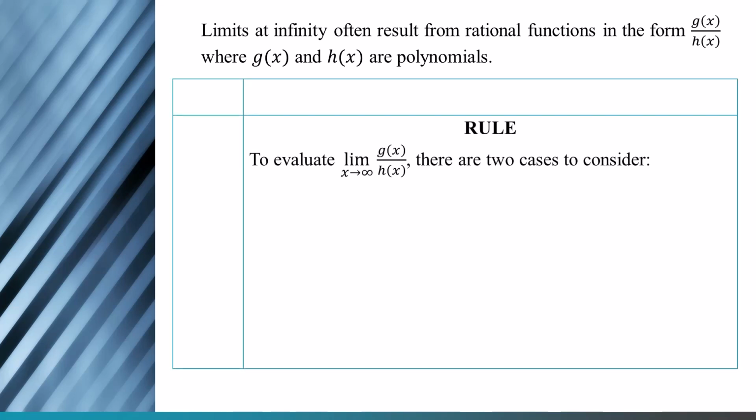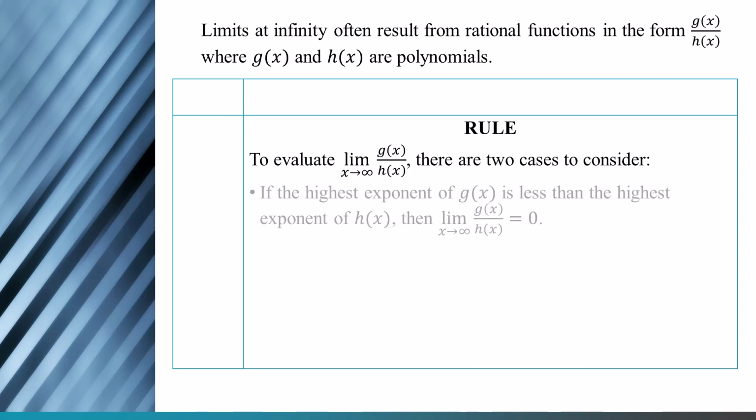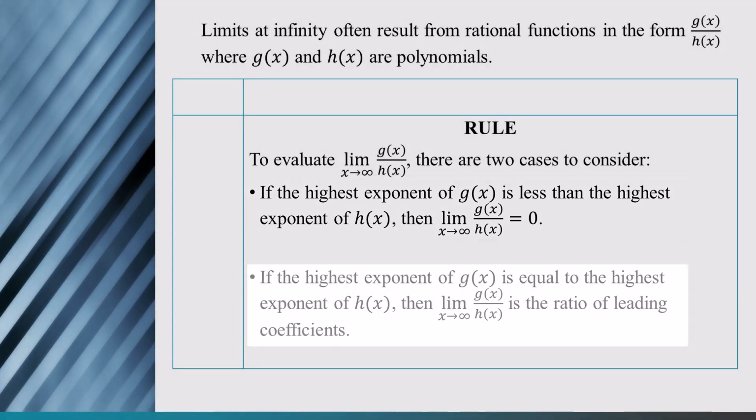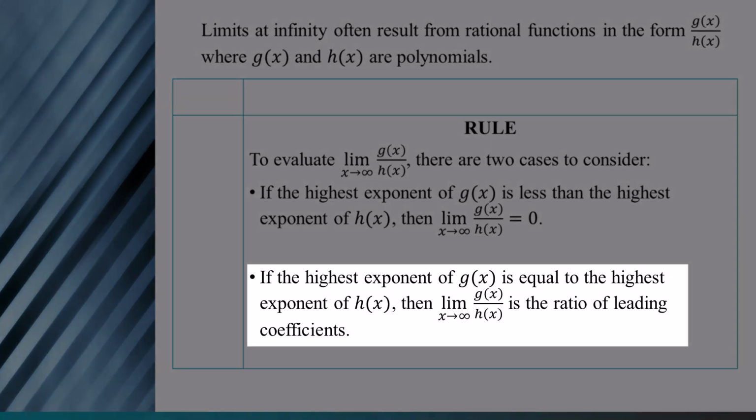To evaluate the limit as x approaches infinity of g of x over h of x, there are two cases to consider. If the highest exponent of g of x is less than the highest exponent of h of x, then this limit equals 0. If the highest exponent of g of x is equal to the highest exponent of h of x, then this limit is the ratio of the leading coefficients.